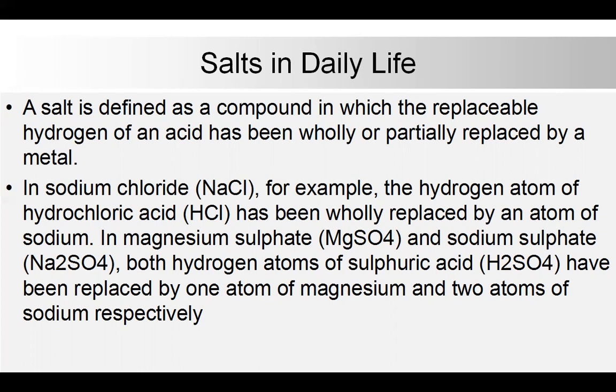the hydrogen atom of hydrochloric acid has been wholly replaced by the atom of sodium. And in magnesium sulfate and sodium sulfate also, both hydrogen atoms of sulfuric acid have been replaced by one atom of magnesium and two atoms of sodium respectively. This means the magnesium is in magnesium sulfate and the sodium is in sodium sulfate.